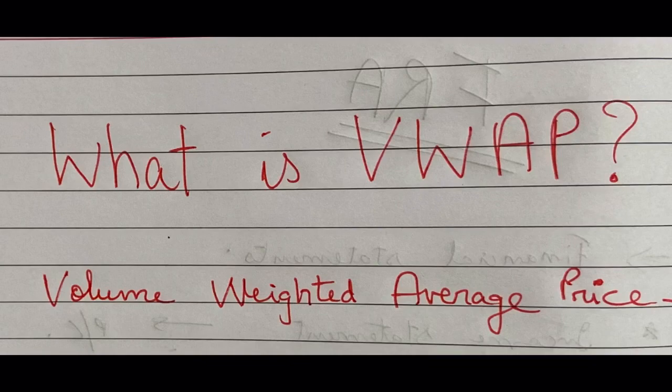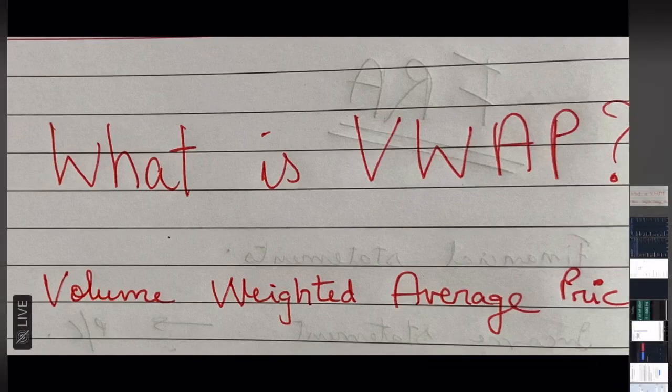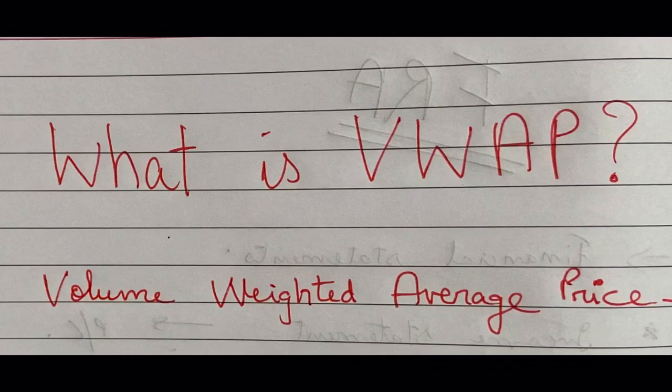Whenever the VWAP line is drawn, it's mostly used for intraday trading. VWAP cannot be applied on a day chart. It can be used on any chart, like 1 minute, 2 minutes, 5 minutes, 15 minutes, 30 minutes, 1 hour, whatever, within a day. So now let's have a look at the charts and see how VWAP works.